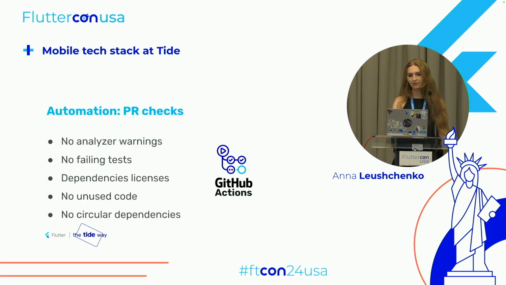And we have many additional actions implemented. Just to name a few, we check whether new third-party libraries have appropriate licenses. We also check whether the PR does not introduce new unused code or unused dependencies, and for example, that there are no new circular dependencies being introduced. And once again, this is where Melos tool really comes handy. Overall, we aim to automate as many checks as possible, but at the same time, they have to take a reasonable amount of time.